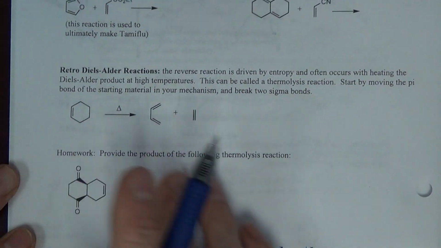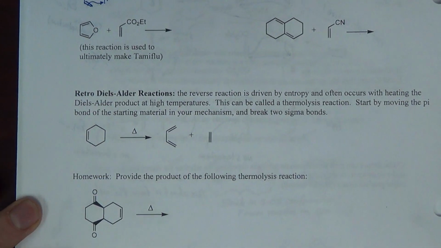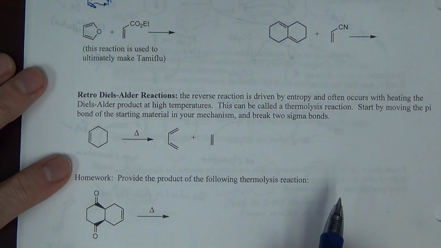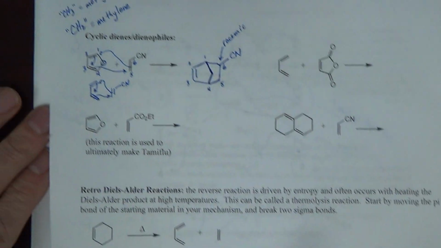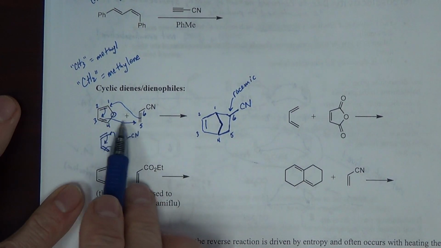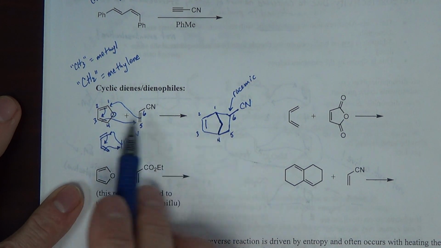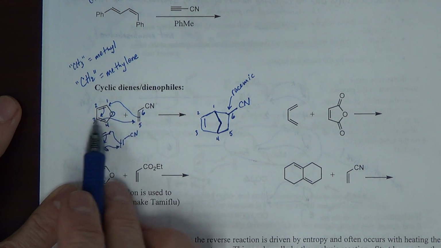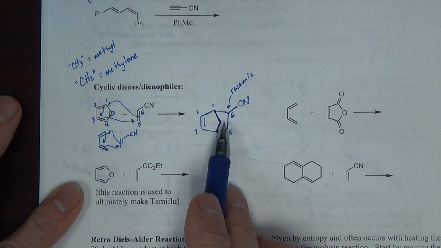Okay, let's look now at what's called a retro Diels-Alder reaction. Reverse Diels-Alder reaction. By the way, we didn't talk about this. Is this reaction going to be favored by entropy or not? Diels-Alder, 4 plus 2 is 6. It's actually not favored by entropy. You're doing an addition reaction. You're bringing two molecules together, okay? That is decreasing randomness.